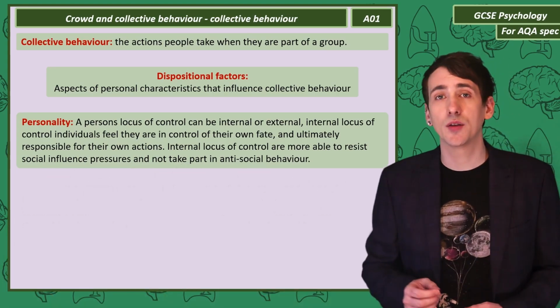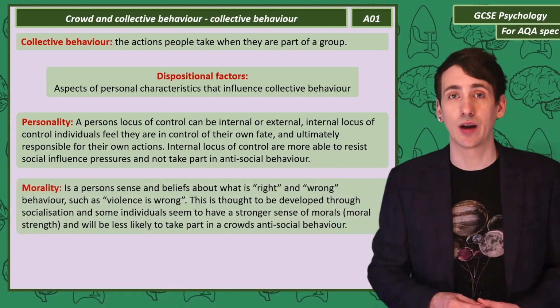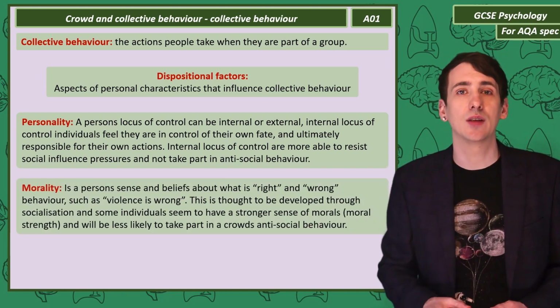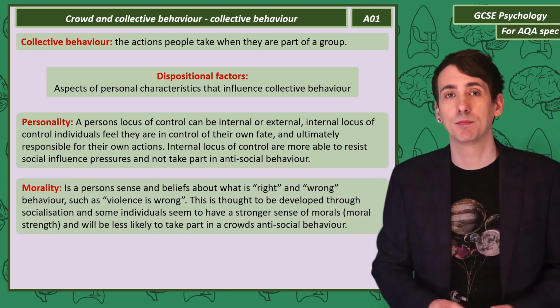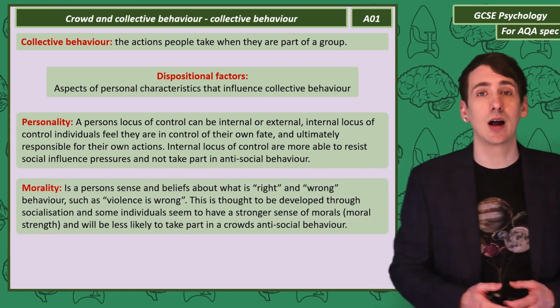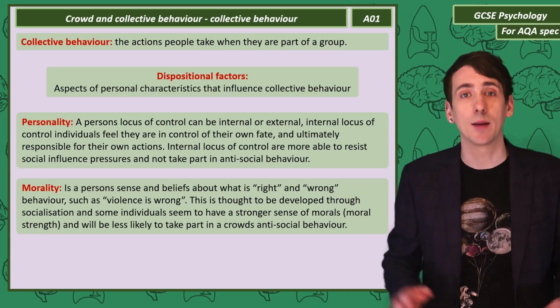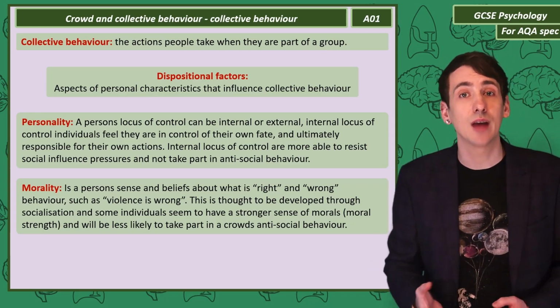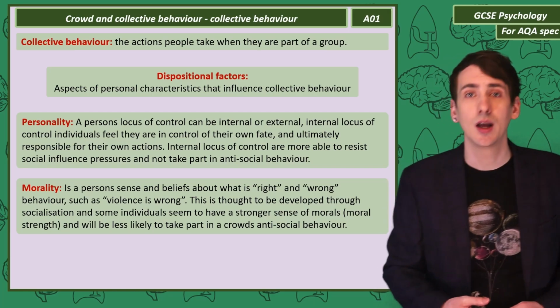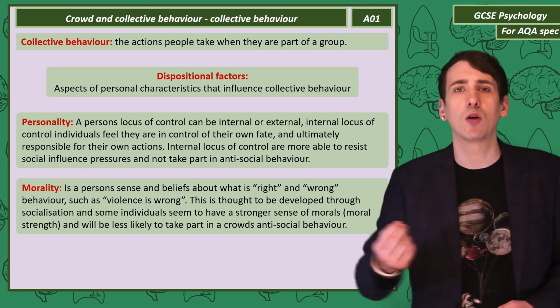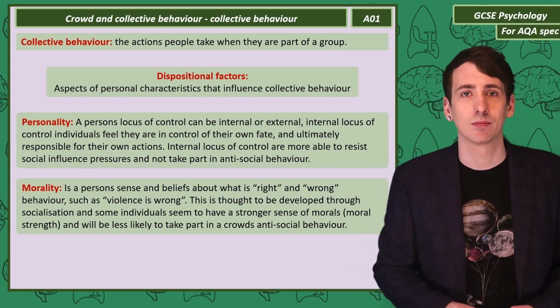We can consider a person's morality as a dispositional factor. This is an individual's sense of what's right and wrong behaviour. They might believe deeply that violence is wrong, and if a crowd becomes violent or antisocial, just step away. Morality is something that is developed through socialization, and some people have a greater moral strength than others.